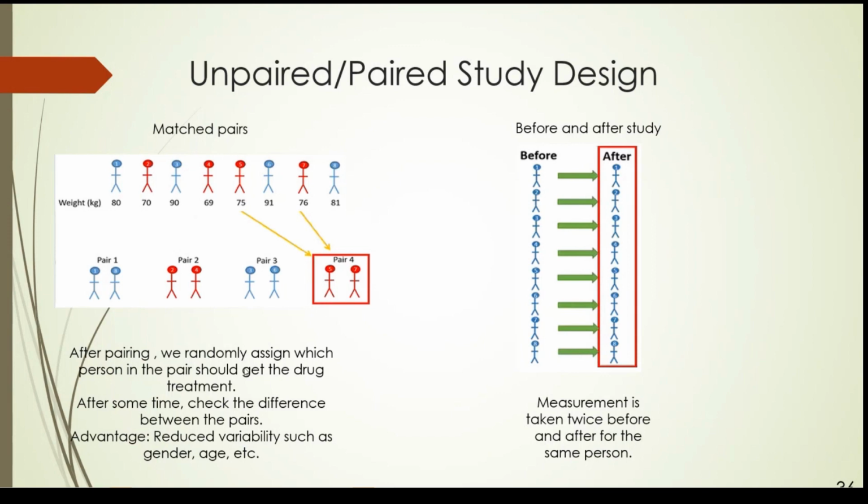So when this pairing is done like this, we can reduce bias such as gender and age, because you see, some of the pairs are both guys, some are both girls, some may be a guy and a girl, but here it happens that it is only all guys or all girls. And they are of different weight, different age. So we want to eliminate the biases, the demographic biases.